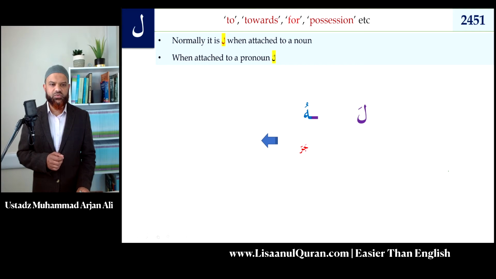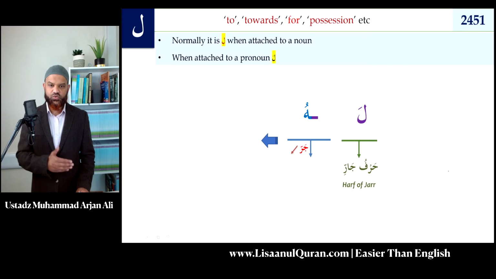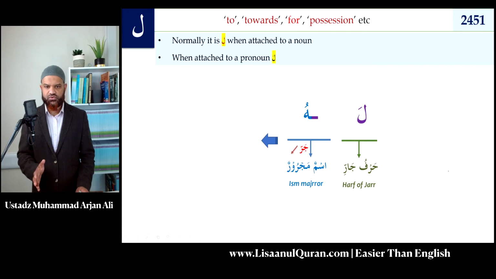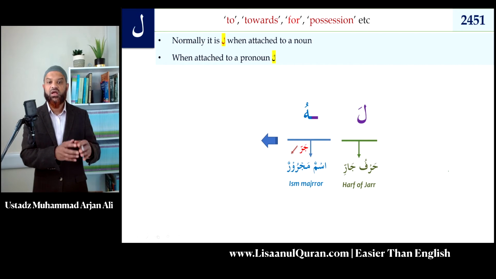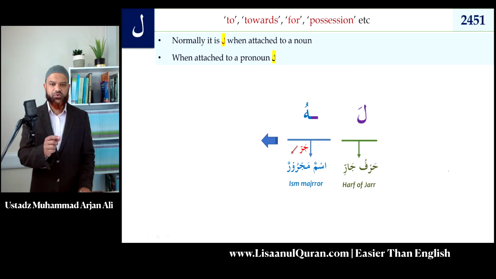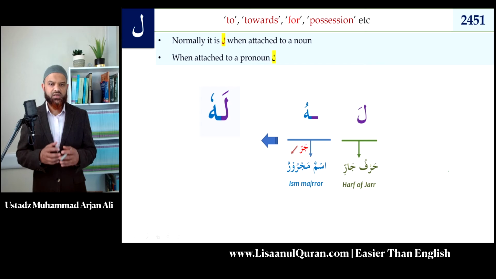So what happens when we join them together? We end up with one single word. Of course, you can see the two parts independently. The first one is your harf of jar. The second one is your noun that is in jar status. The first one, harf of jar, the second one is ism majroor. So grammatically speaking, exactly the same thing as in nouns, except for the fact that the word has changed now to la. But what do we end up with when we put la plus hu together? We end up with lahu.